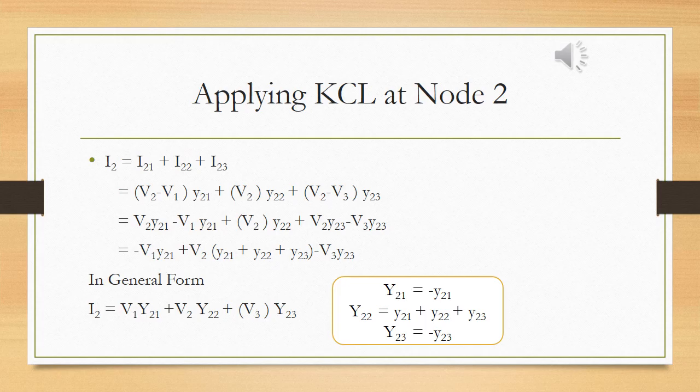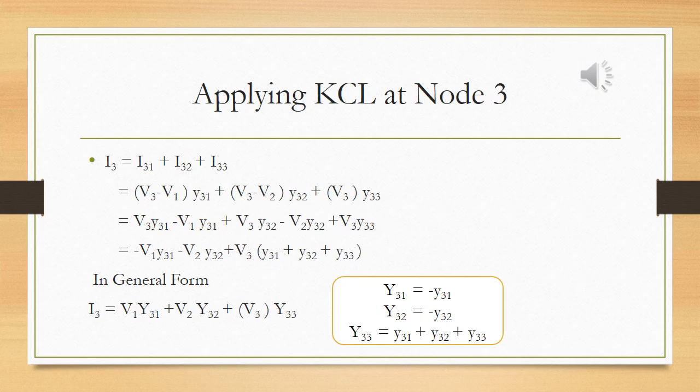Please keep in mind that the capital letter Y in the general equation and the y's in the KCL equation for node 2 are different. We are just forming the general equation like Y21, Y22, Y23. That is a general equation, okay? So Y21 will be equal to minus of small letter y21.